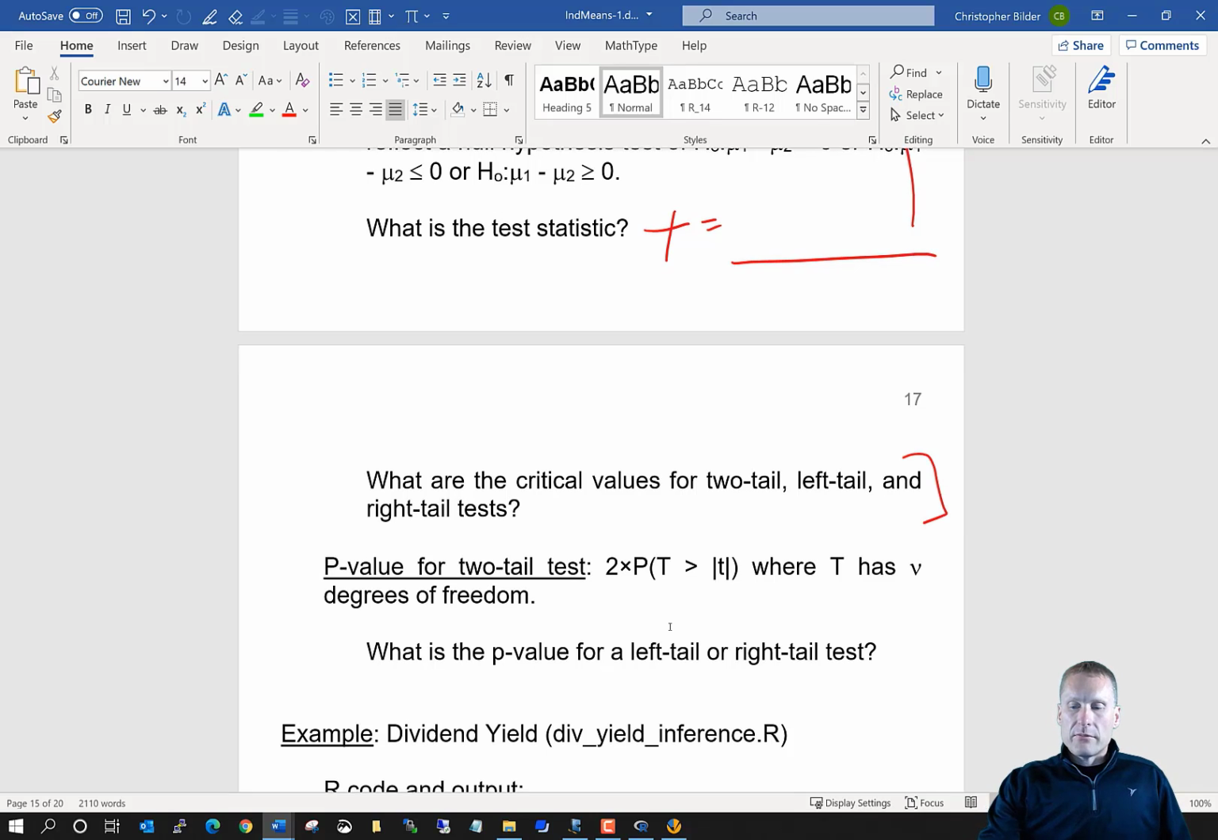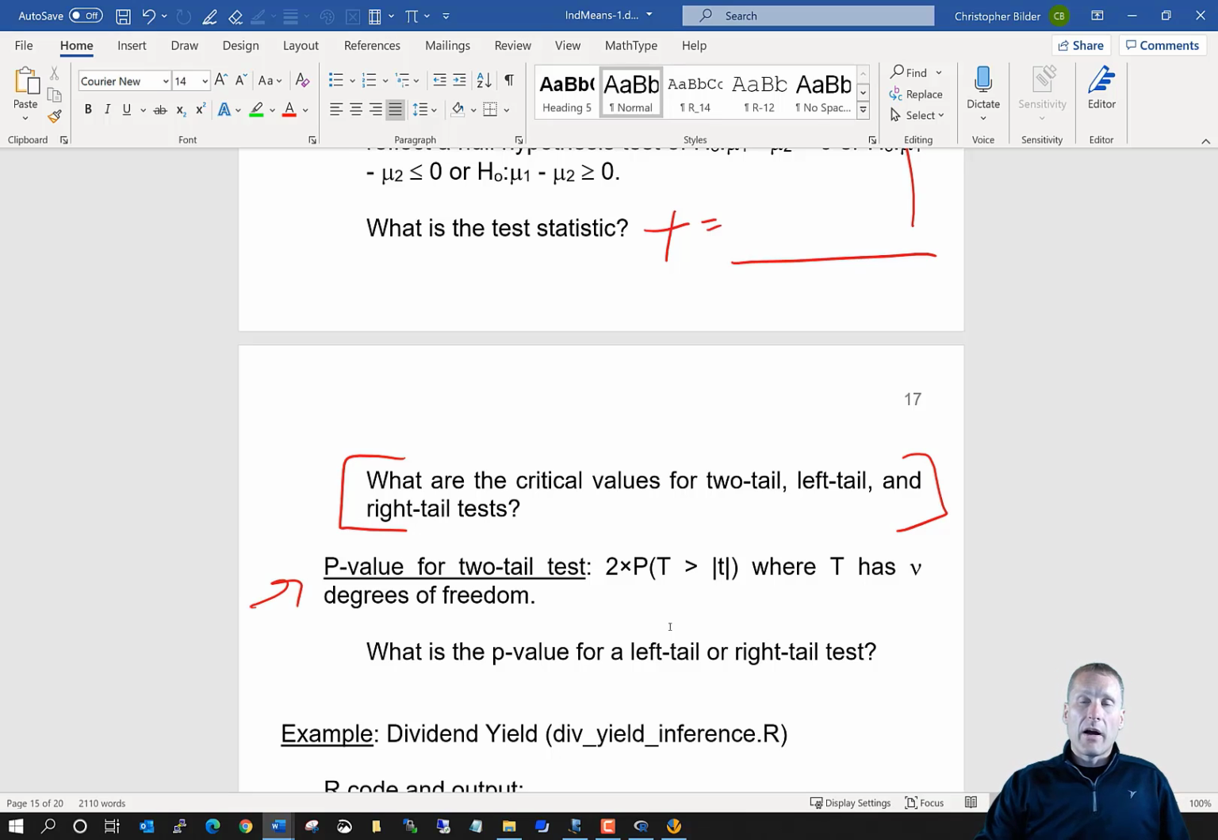On your own, make sure you can answer this question. If you can't, then you need to actually ask a question via message board or through other means that we have available to contact me. So the question is, what are the critical values for two-tail, left-tail, and right-tail tests? It just simply follows from what we had when we only had one population mean.